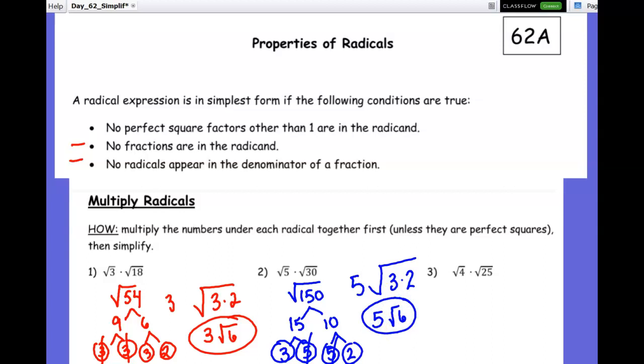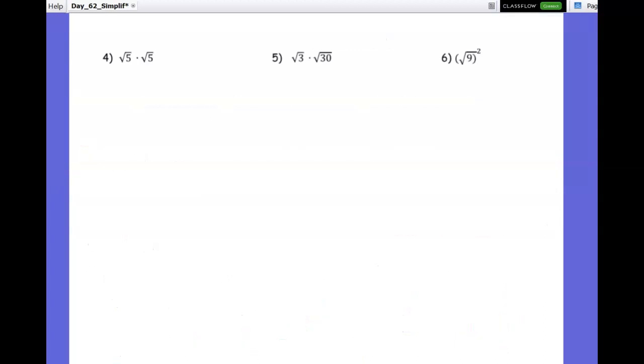Okay, the next one, radical 4 times radical 25 would just be radical 100. And since 100 is a perfect square, my final answer is just going to be 10. Okay, so number 4, I multiply them together, and I get a radical 25. Again, it's a perfect square, so the square root of 25 is just 5.